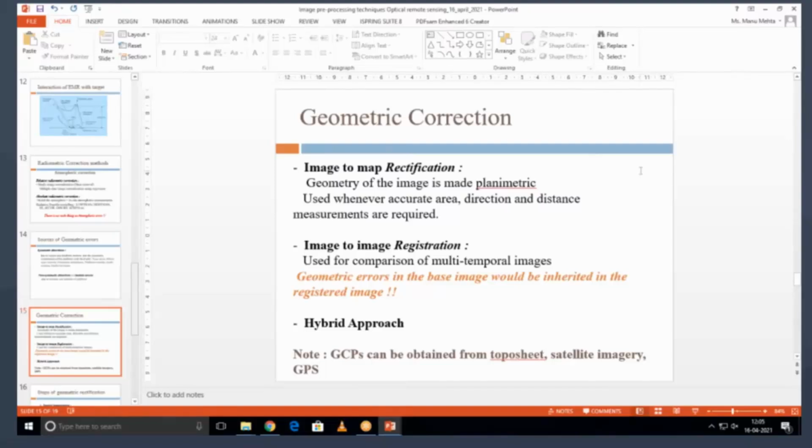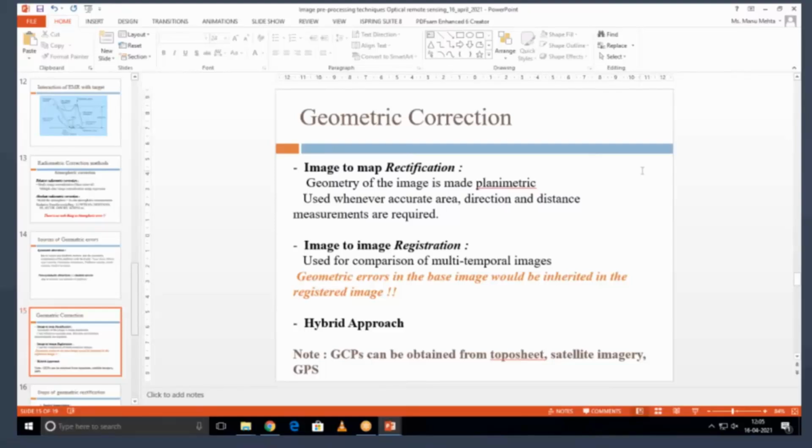So sometimes we use a hybrid approach also. For example, you need to go for some time series analysis. That time, sometimes we first rectify both the images with respect to the topo sheet. Because rectification also uses some approximate model to map the image to the actual topo sheet. However, this model will have certain uncertainties.